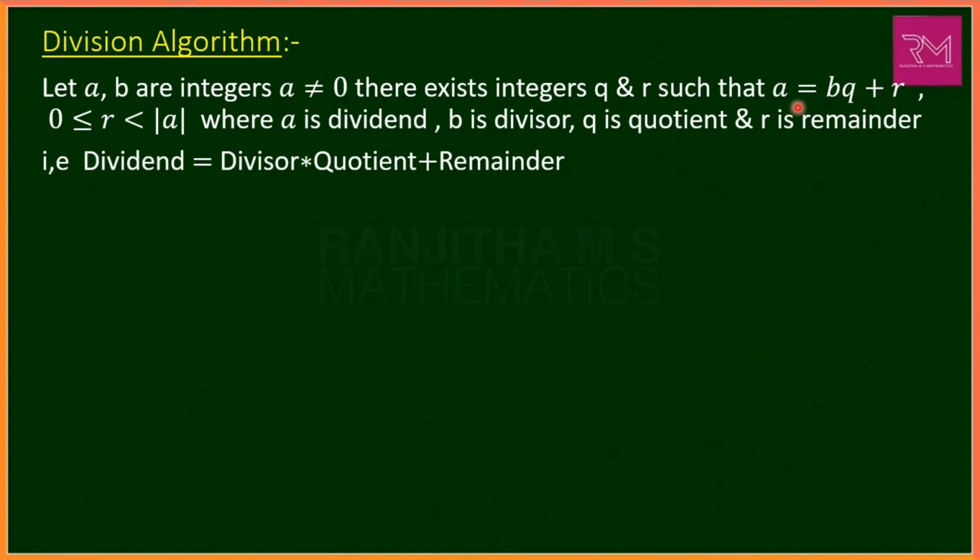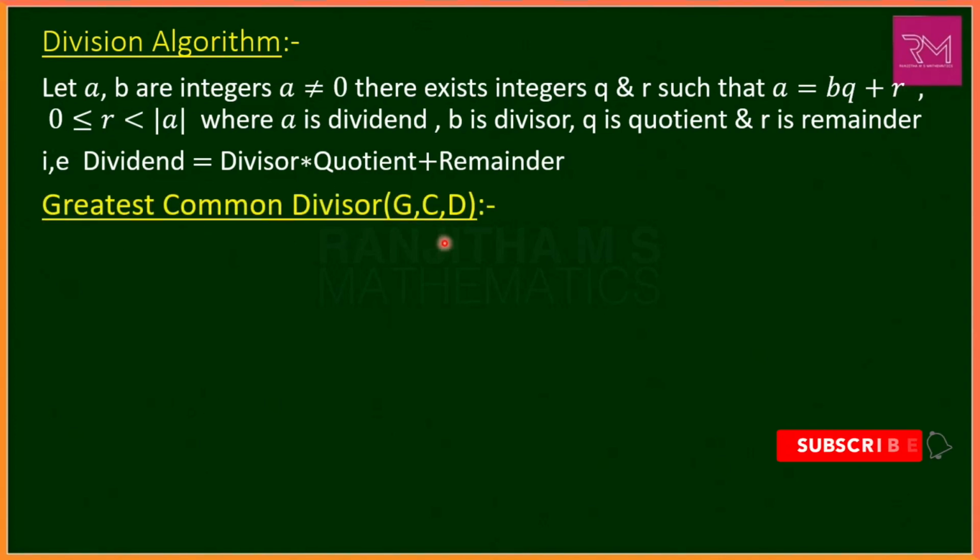This method is used to find whether the division performed is correct or not. This is a division algorithm. Let a and b be any two integers and a not equal to 0. There exist other integers, that is q and r, such that a is equal to bq plus r. This algorithm is nothing but a division algorithm, where a is the dividend, b we can call the divisor, q the quotient and r the remainder. This is about division algorithm.